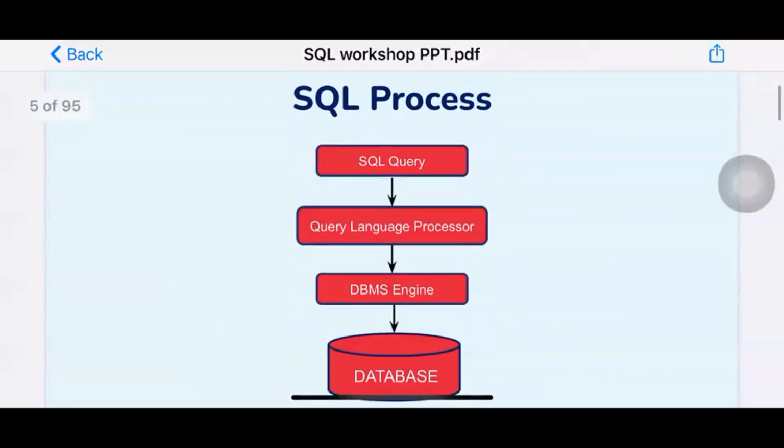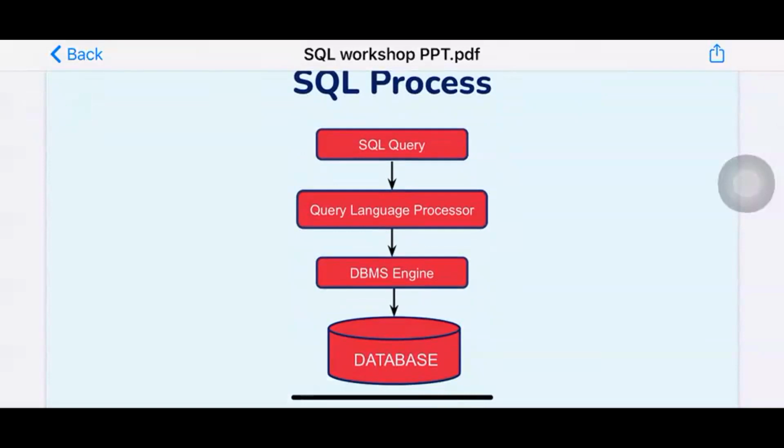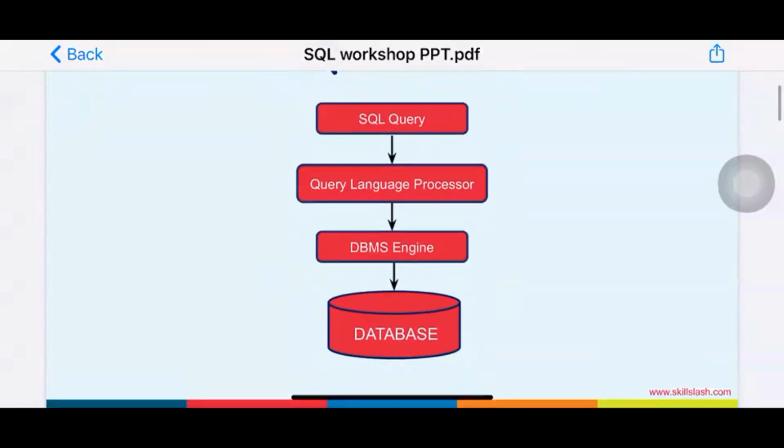And then we have the SQL process. How does the entire SQL process work? We have a SQL query, and from the SQL query, we have a query language processor. We have a DBMS engine, and then we have a database. Now see over here, whenever you are firing a query, the SQL query passes on to the query language processor, which will process your query, further passing it on to the DBMS engine, which will directly hit the database and fetch you the results.